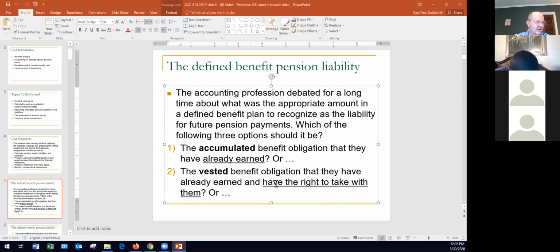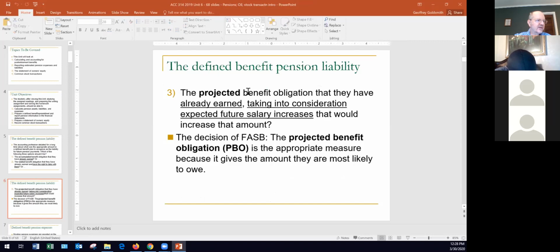So notice my underlining the difference between 1 and 2 is vested says that if they quit now, they could keep the money. 3, projected benefit obligation that they've already earned, taking into consideration expected future salary increases that would increase that amount. And FASB determined that the amount the company's most likely to owe would be this number 3, projected benefit obligation. And so that's the appropriate measure that FASB requires companies to disclose in their financial statements, as how much they owe their employees for the pension.